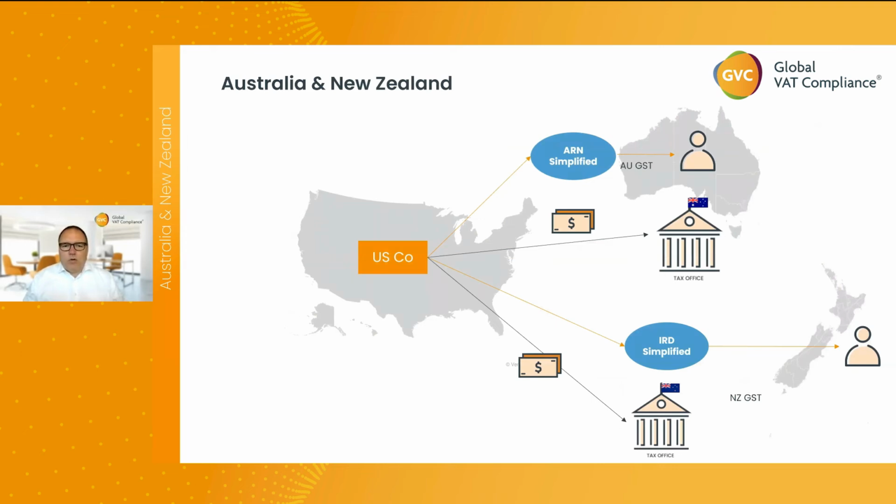Australia and New Zealand are also good examples of simplified portals. So you register with them and make the supplies to the consumers in those countries. You can reverse charge B2B supplies, and the VAT on the B2C sales is settled via the tax authorities. And they have a very easy way of dealing with it, very approachable tax authorities. So that is another example. So here life is quite easy.